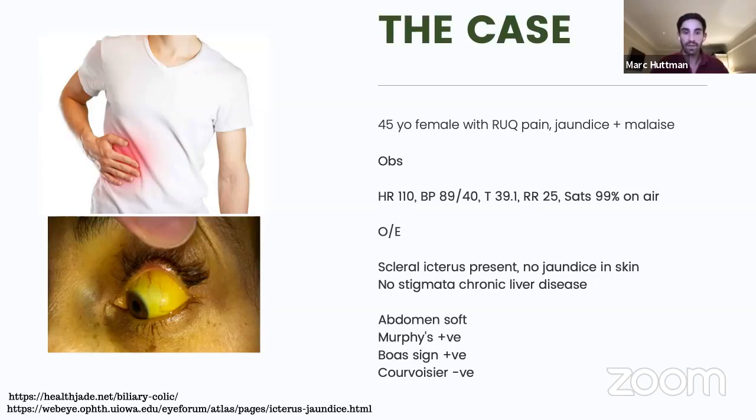Courvoisier sign negative, which was covered last week, and that's when you have a painless mass in the right upper quadrant, which usually signifies pancreatic cancer. But in this case, it's painful, so that's why it's negative. So the diagnosis, I'm sure everyone has appreciated by now, is cholangitis.